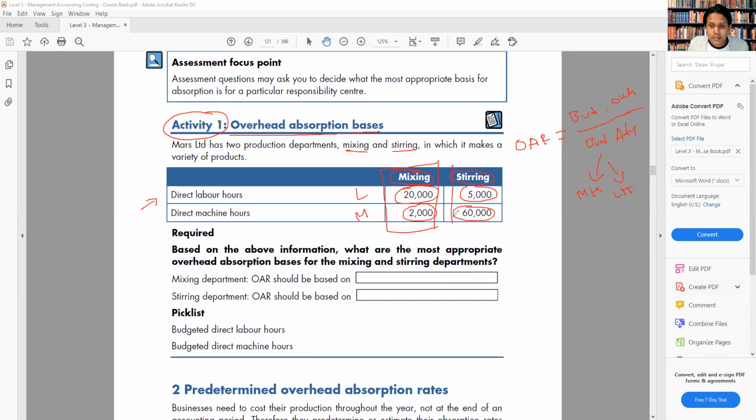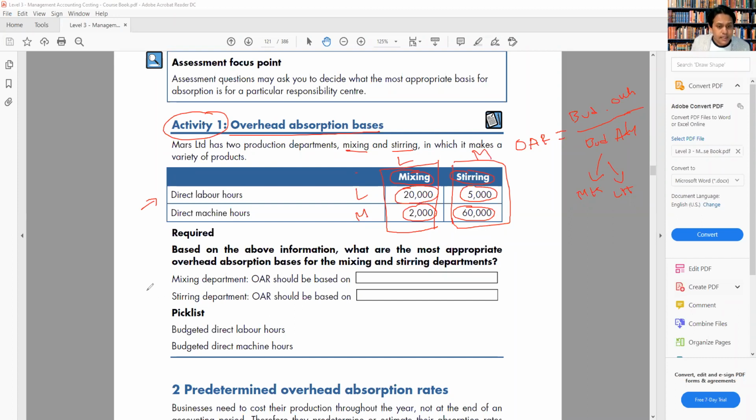On the other hand, we have the string department. Now, the string department labor hour is 5,000 and direct machine hour is 60,000. So we understand the string department depends on the machine. So I can say the first one is labor, the next one is machine. Anyone have any confusion about that? It's very clear, isn't it? Because in the mixing department we use more labor, so it depends on labor. In the string department we use more machine, so it depends on machine.